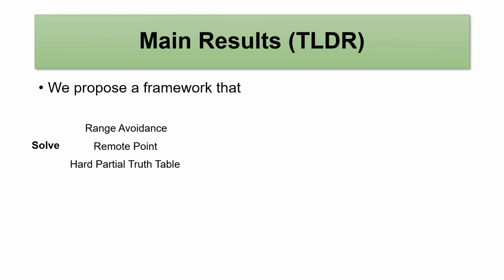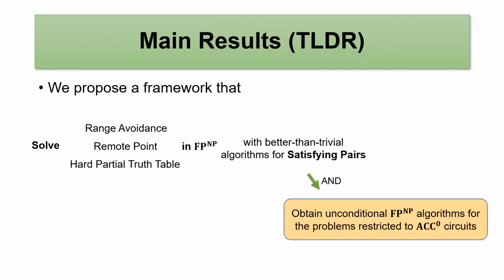In this work, we propose a framework that solves range avoidance, remote point, and hard partial truth table, which I didn't define here, in FP to the NP, using better than trivial algorithms for satisfying pairs, which is a problem I will define later. And here, FP to the NP means polynomial time with an NP oracle.